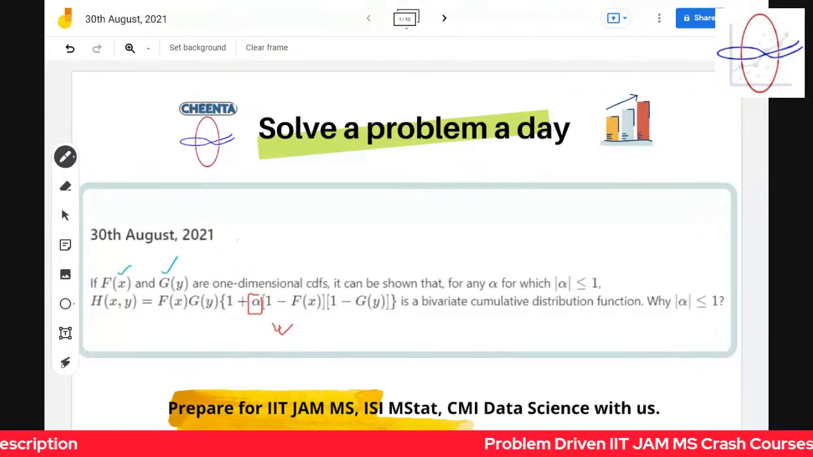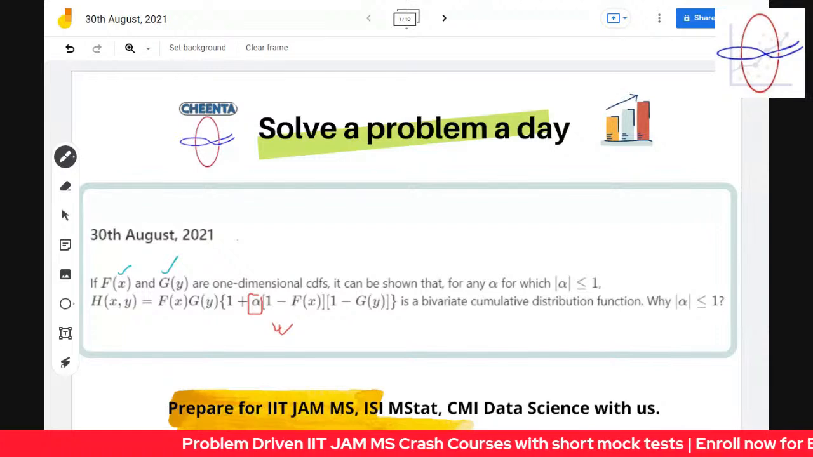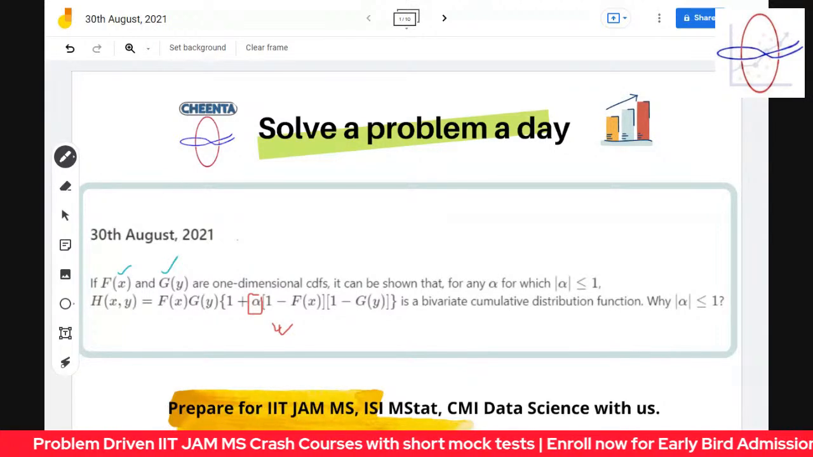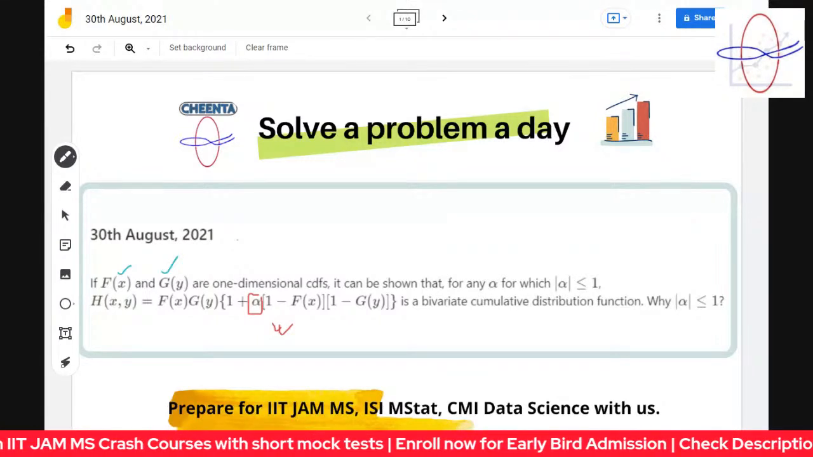Now I have got back with the solution for mod alpha less than or equal to 1. I hope all of you can hear me clearly. Just give me a minute. Let me just verify.